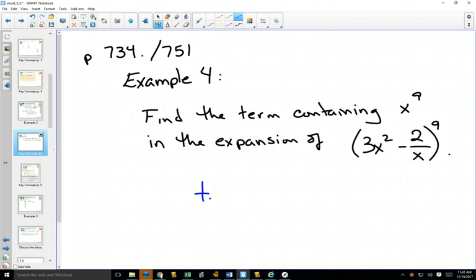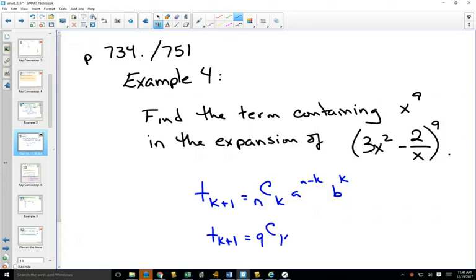So we have this formula, t sub k plus 1 equals n choose k, a to the n minus k, b to the k. We know some things, but we don't know everything. We don't know which term it is, so we don't know the value of k. But if I fill in everything that I do know, I know that n is 9. I don't know k. I know that a is 3x squared, and I know that b is negative 2 over x.